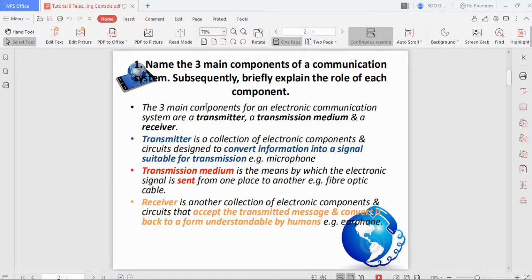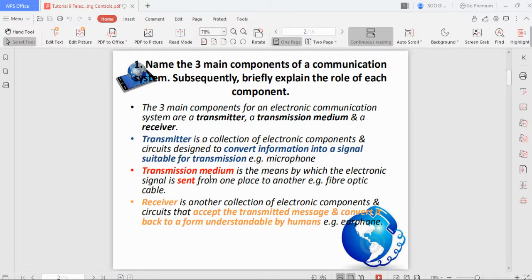The first question is asking you to name three main components of a communication system. The three main components of the communication system are the transmitter, the transmission medium, and the receiver. Basically, the transmitter is a collection of electronic components and circuits designed to convert information into a signal suitable for transmission. So this is your microphone.